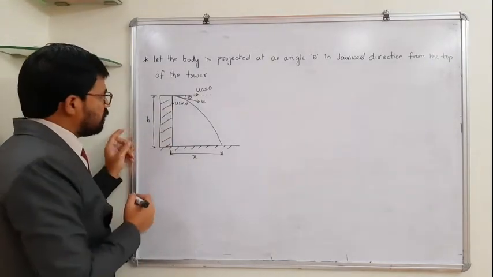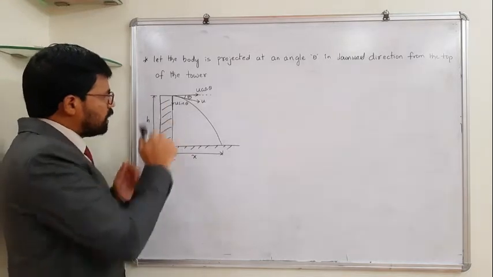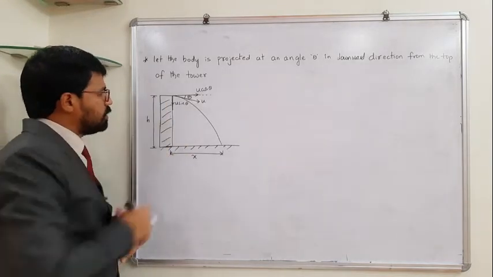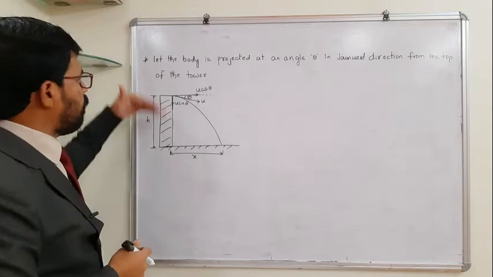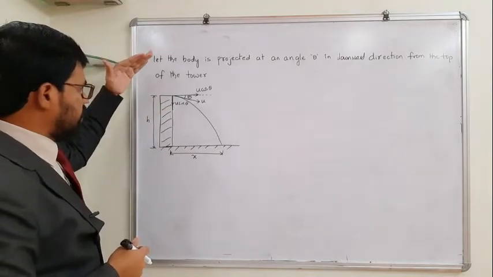So here, when you look at the vertical components, there is no upward velocity here and downward velocity, like that.